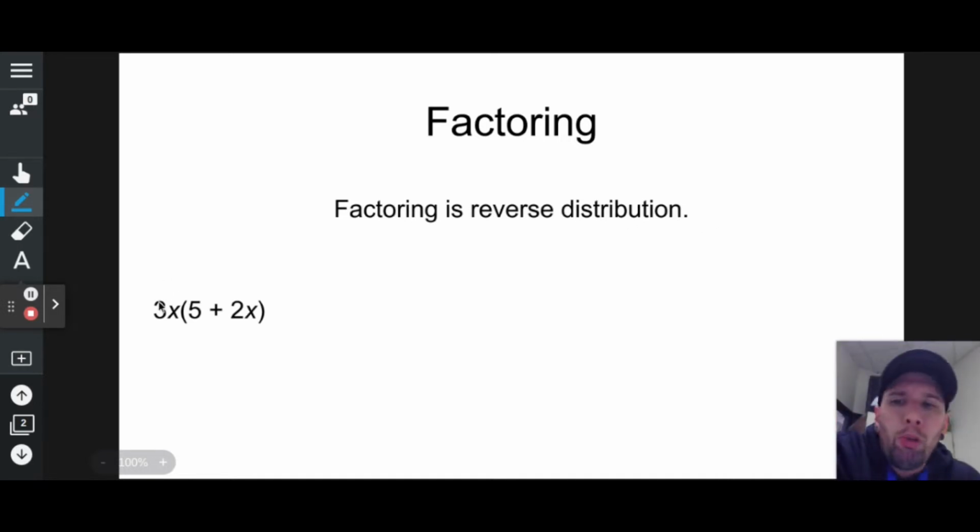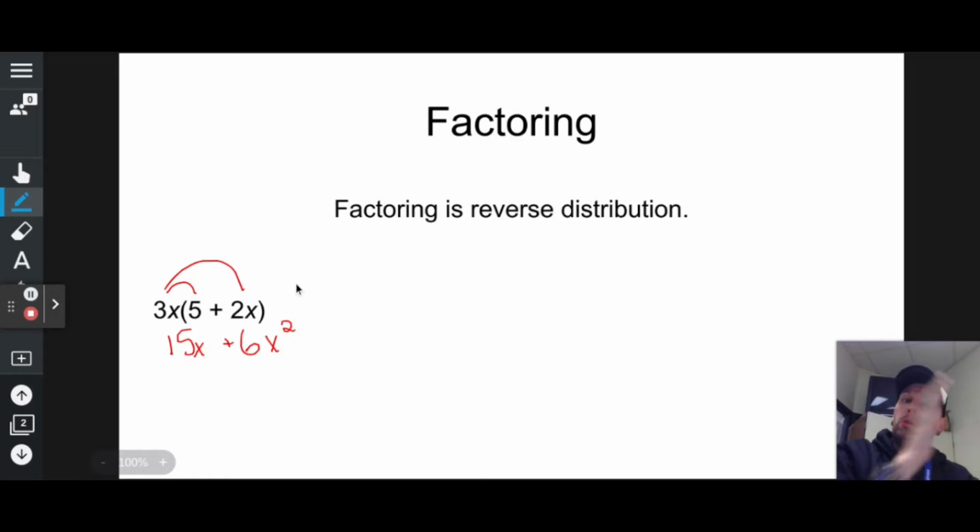Factoring is basically reverse distribution, right? You know the distributive property: you have a number attached to parentheses, and you say 3x times 5 is 15x. 3x times 2x, 3 and 2 multiply to make 6, and x times x is x squared.